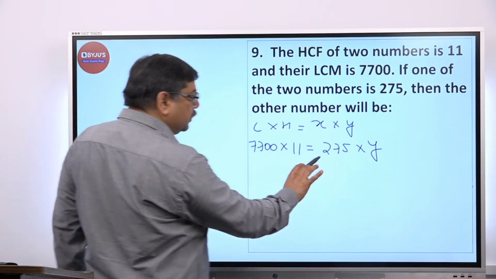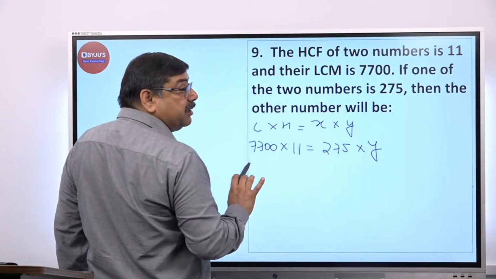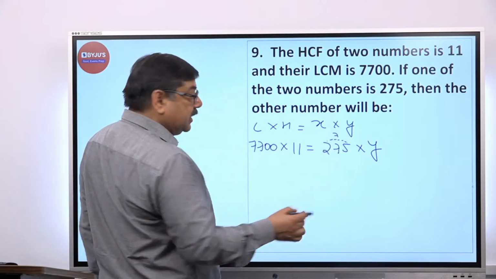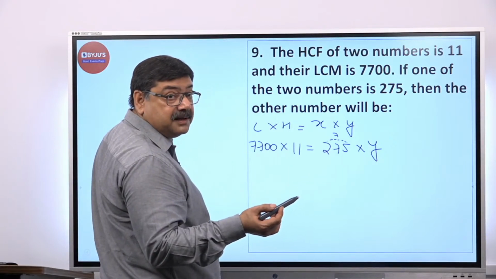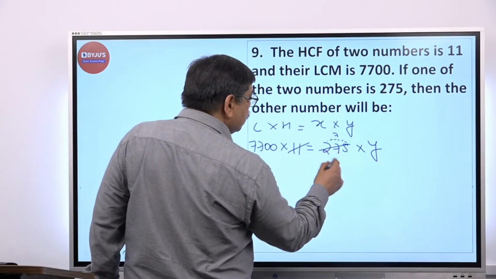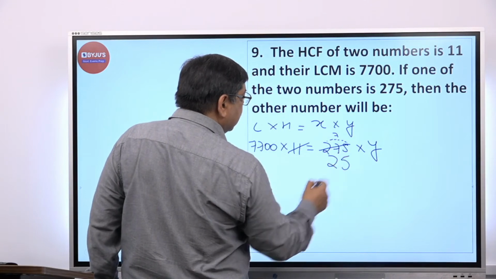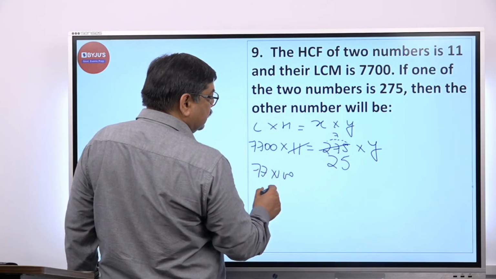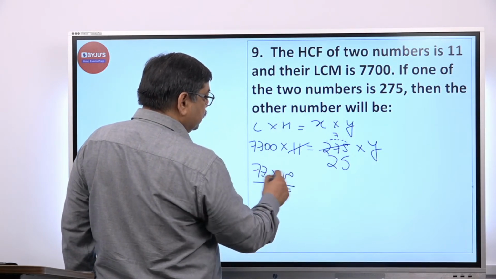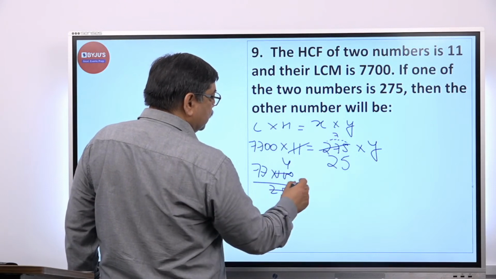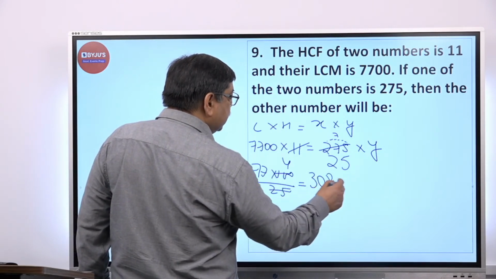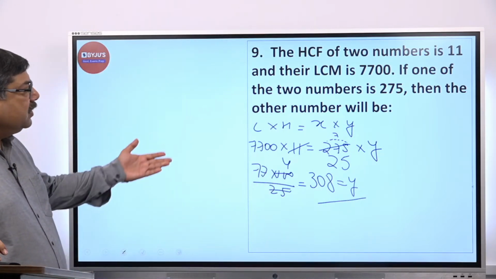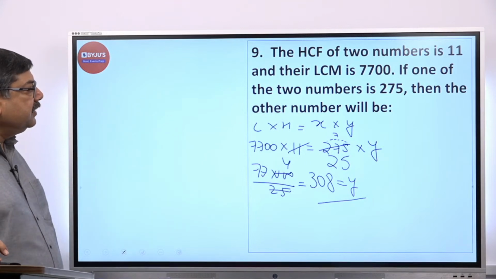Now, very simple to know that 275 is divisible by 11. How? Well, 2 plus 5 is 7 and this is 7, so the difference here is 0. So 11 cuts this, 2s are 22, 5s are 55. What you basically get here is 77 into 100, divided by 25. So goes by 4. 7 4s are 28, so 308 is the other number. So that was just substitution of the formula.